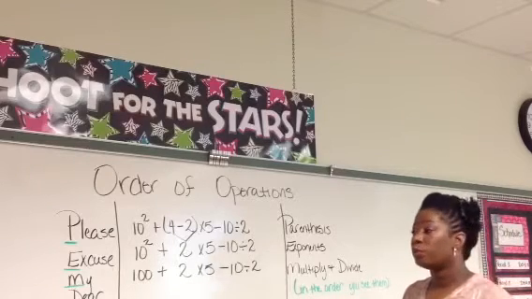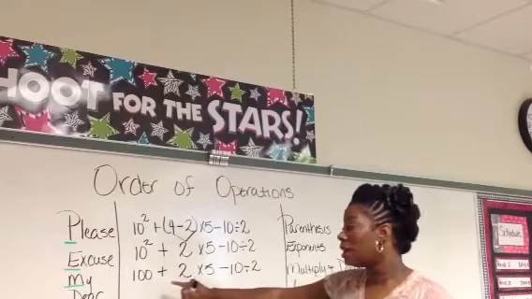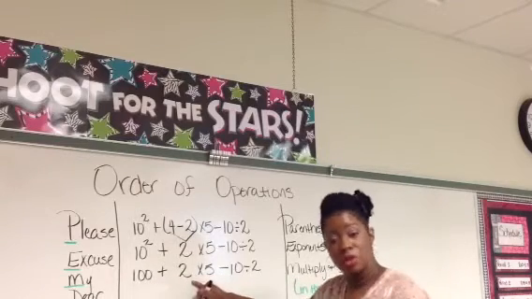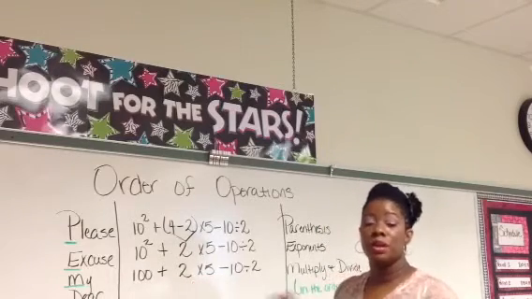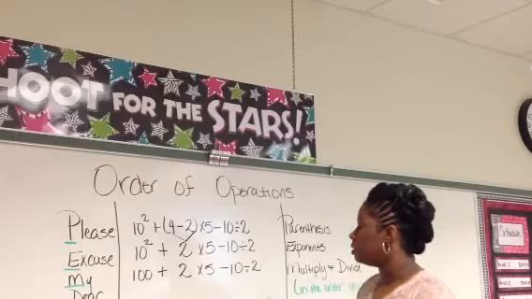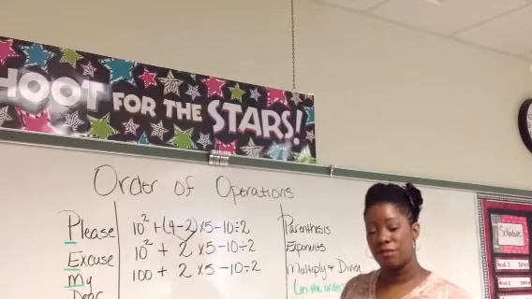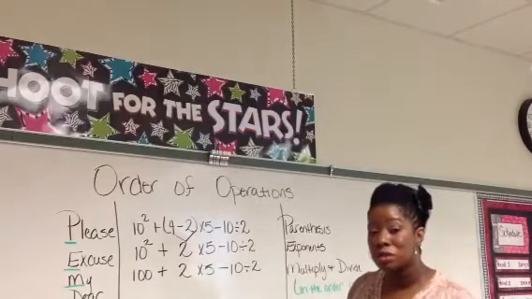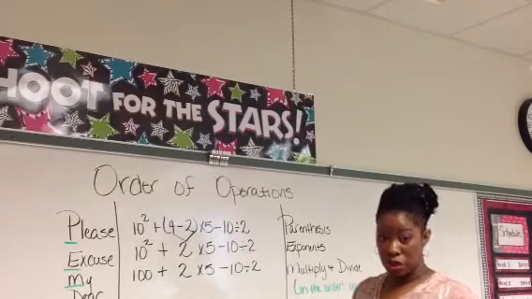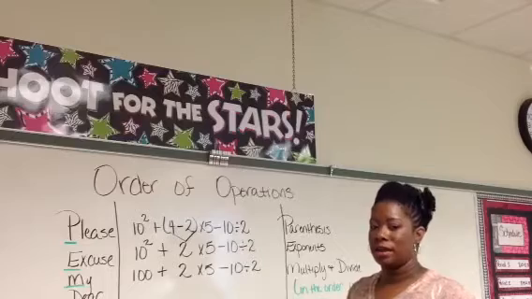That means if we're reading the number sentence from left to right, and we see the multiplication symbol first, then that's what we do first. If we were reading a number sentence from left to right and we saw a division symbol first, then we would do that first. But we've got to take care of all the multiplying and all the division before we move on to adding and subtracting.